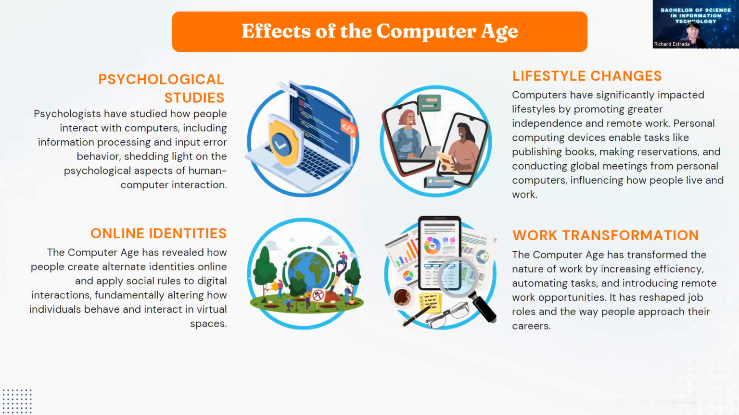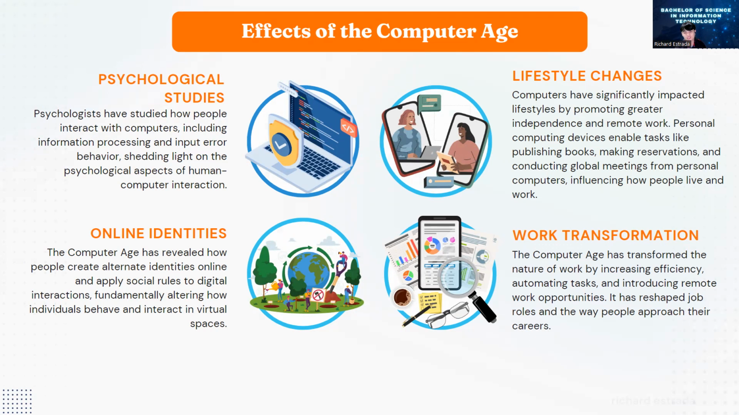Okay, so some of the additional effects of the computer age, as what I have said earlier, it affects psychological studies. So psychologists have studied how people interact with computers, including information processing and input error behavior, shedding light on the psychological effects of human interaction. And then, of course, online identities. No, the computer age has revealed how people create alternate identities online and apply social rules to digital interactions, fundamentally altering how individuals behave and interact in virtual spaces.